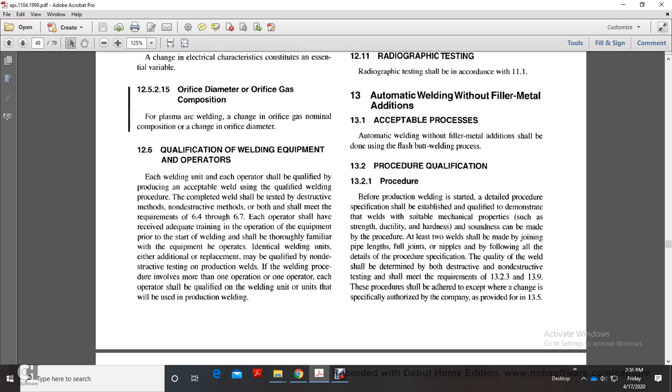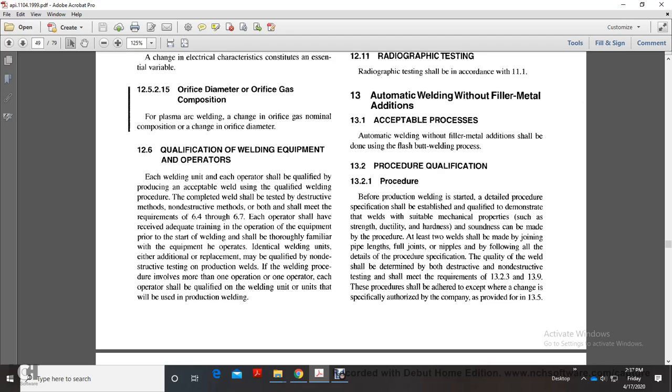The qualification shall demonstrate that the weld is suitable in mechanical properties such as strength, ductility, and hardness. Soundness can be determined by a procedure test. At least 2 welds shall be made by joining pipe lengths, with full joints, pipes, and nipples. Following the detailed procedure specification, the quality of the weld shall be determined with non-destructive and destructive testing and shall meet the requirements of 13.2.3 and 13.9.